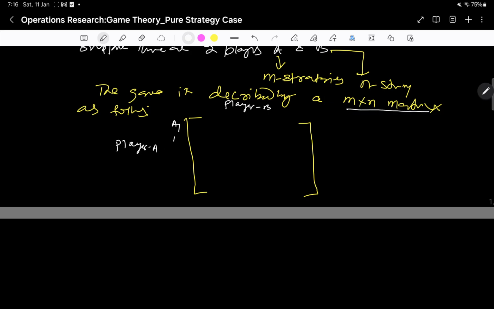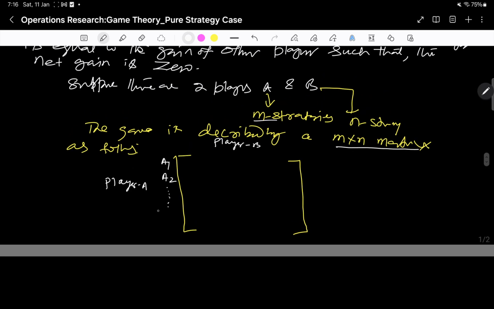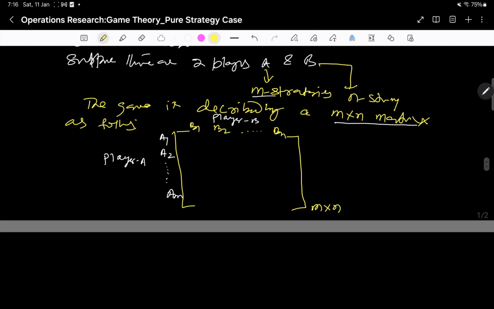So here player A has the strategies A1, A2 up to AM, M number of strategies, and player B has the strategies B1, B2, and so on up to Bn. So this is my M by N matrix. While player A chooses A1 and B chooses B1, the outcome is A11. Likewise it is A12, A1n, and A21, A22, A2n, and likewise AM1, AM2, AMN. So this is a payoff matrix.